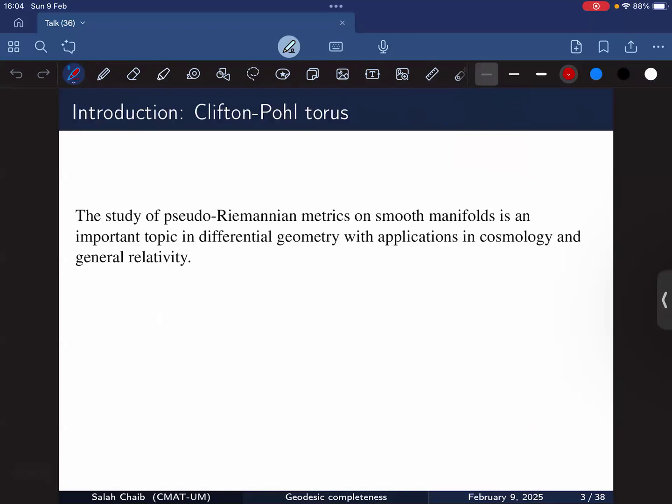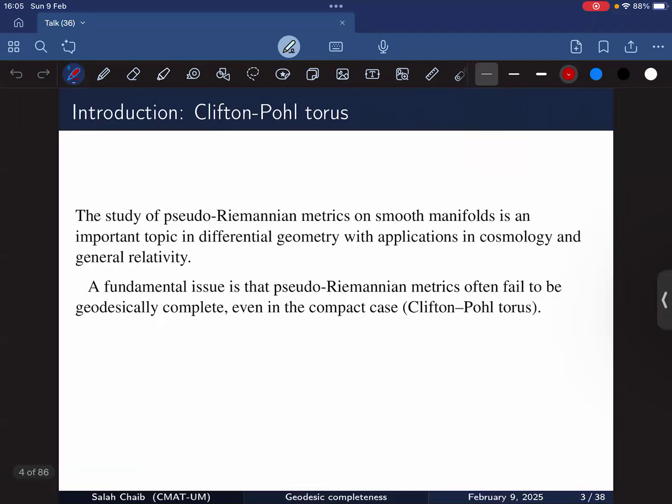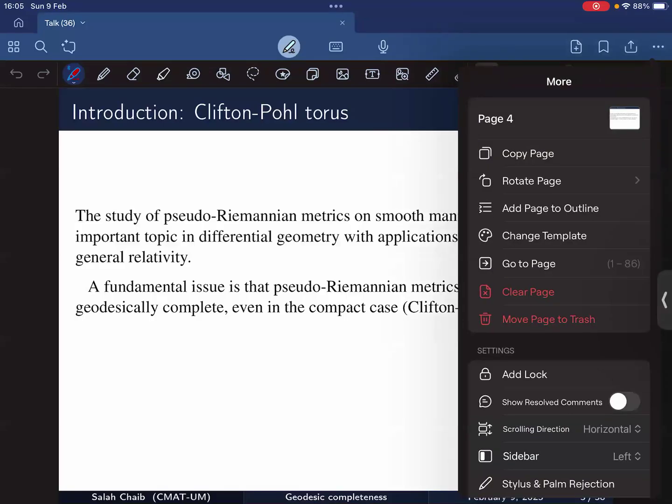The study of pseudo-Riemannian metrics on smooth manifolds is an important topic in differential geometry, with applications in cosmology and general relativity. The fundamental issue is that pseudo-Riemannian metrics often fail to be geodesically complete, even in the compact case. This is given by the example of the Clifton-Pohl torus. I will give it in a minute.